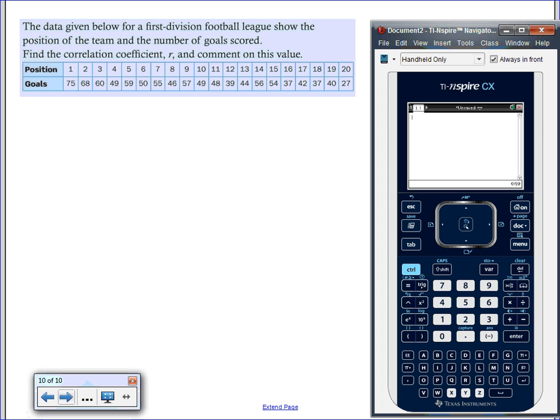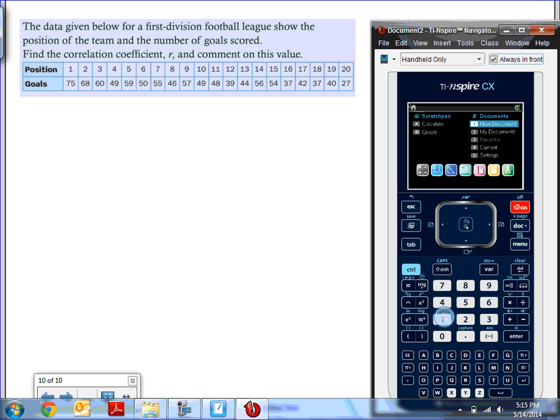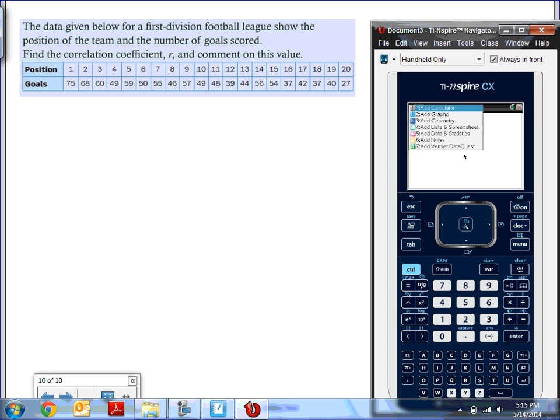So here's a list of data for a football league. It's showing the position of the team and the number of goals that they scored in the season. I'm guessing that's what that means. So we're going to go to a new document. If I go to my home screen and add a new document, not going to save my old one, I'm going to add a list and spreadsheet page for my data.